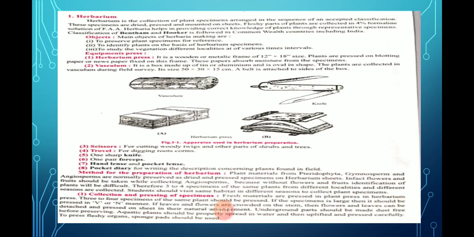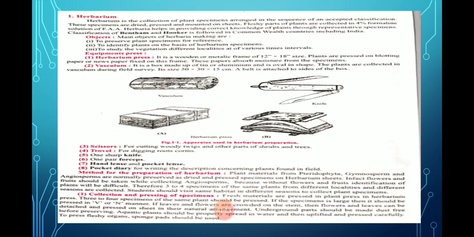Herbarium is a collection of different plant species in a sequence of an accepted classification. This helps in preservation of plants, keeping the identity of plants, helping them understand the localities in which they can be cultivated. Also, this helps in making a library for knowledge of different plant species regarding their economic and harmful activities towards us.